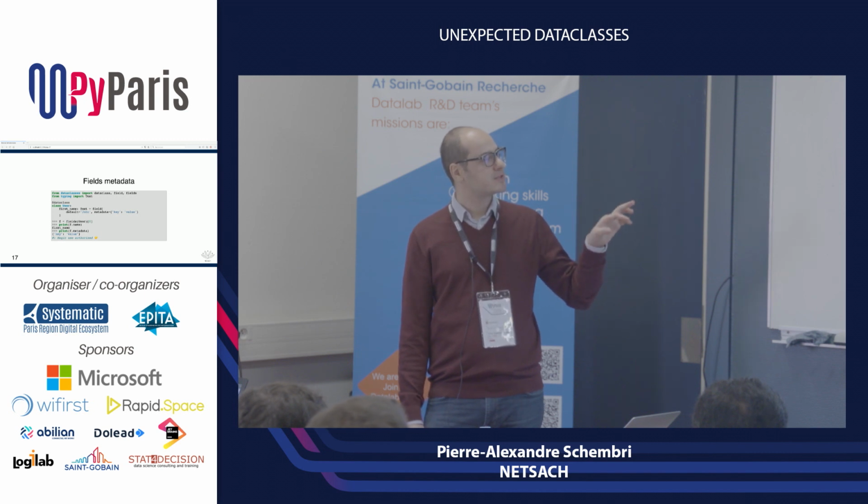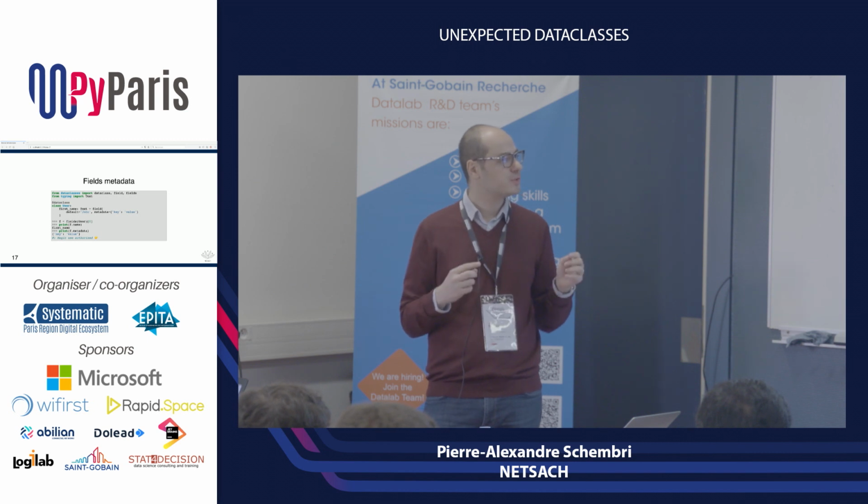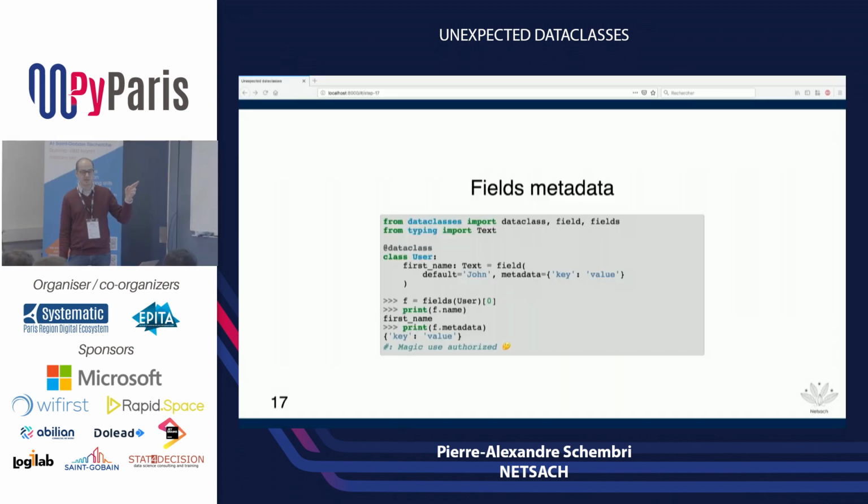So when you create a class and you want to access the information about the fields, you will use the fields function of the dataclasses module, and it lets you introspect the attributes of the class. So when you say, okay, f equal fields user, and the first one, square 0, you will obtain the field that is first name. So you have the name of the field, but you also have access to the metadata attribute, where you can put anything you want.